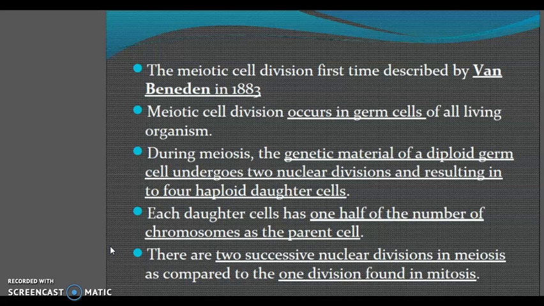During meiosis, the genetic material of a diploid germ cell undergoes two nuclear divisions, resulting in four haploid daughter cells. Each daughter cell has one half of the number of chromosomes as the parent cell. There are two successive nuclear divisions in meiosis as compared to the one division found in mitosis.